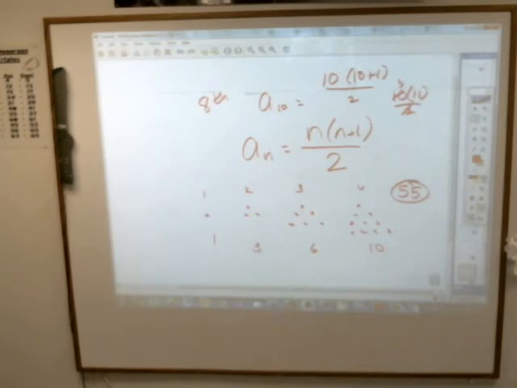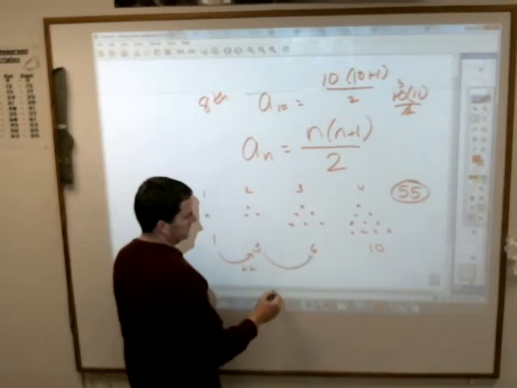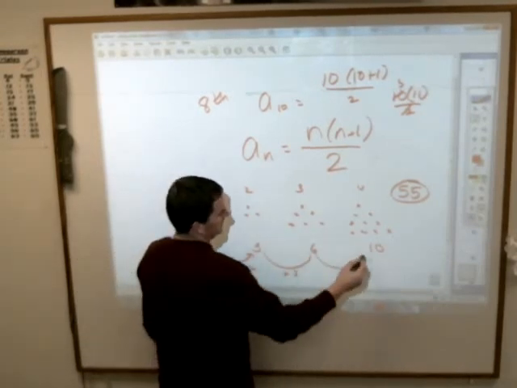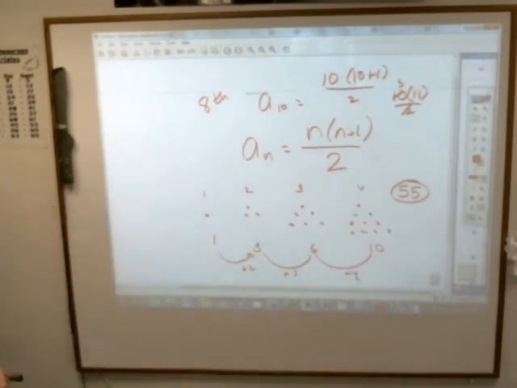Is there another way to do that? What would be your formula? If you went from 1 to 3, that's plus 2, right? 3 to 6 is plus 3, right? 6 to 10 is plus 4. So the next one would probably be plus 5 and give you 15, and then plus 6 and give you 21.